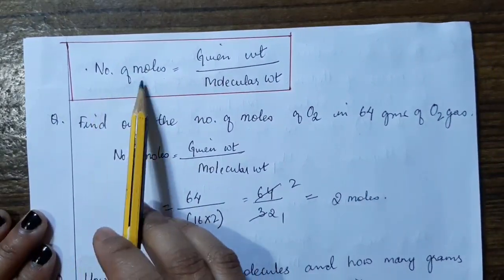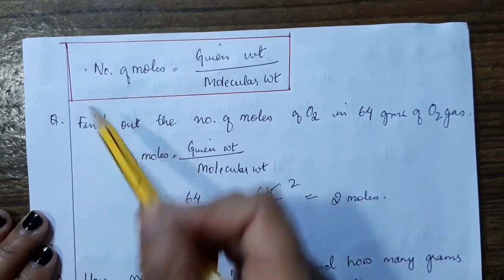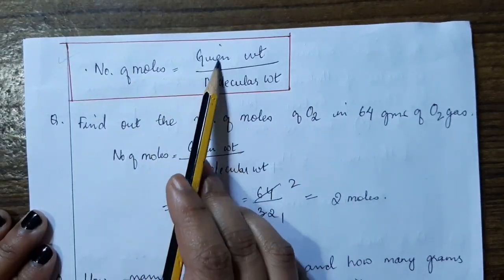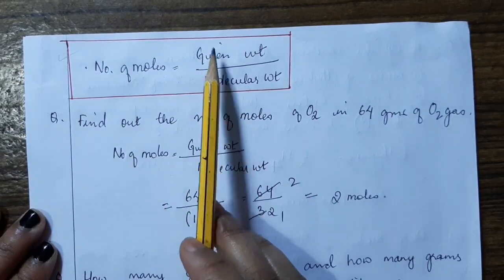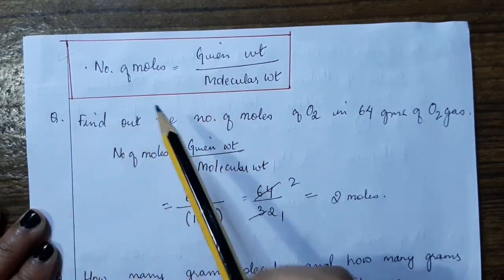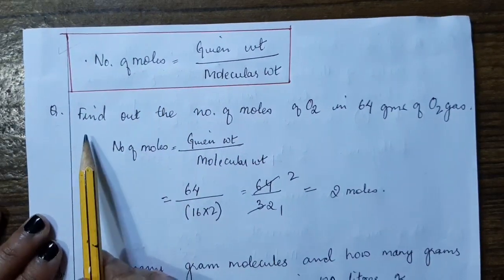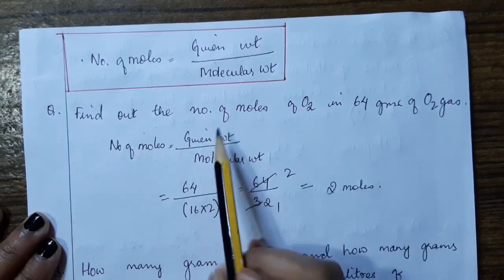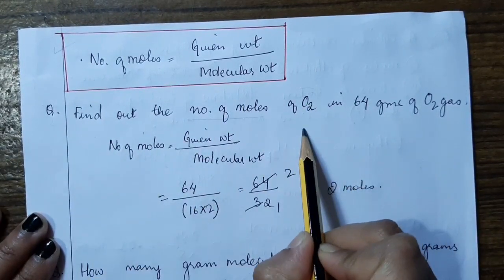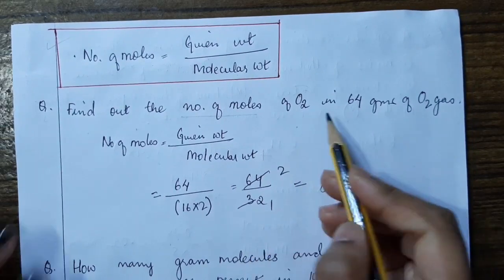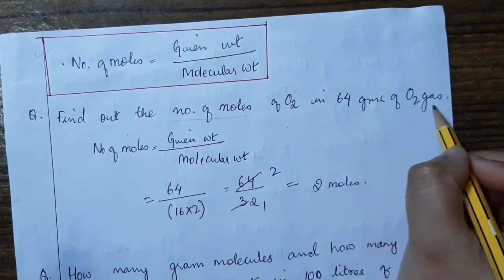Okay, so the number of moles, you can find it out with this relation: number of moles equals given weight divided by the molecular weight. Let's take an example. Suppose you have got a question: find out the number of moles of oxygen, O2 molecule, and you are given how much O2 gas?